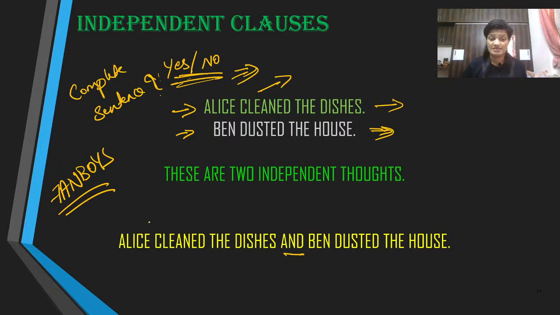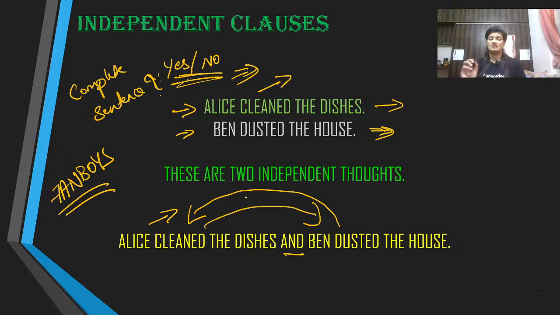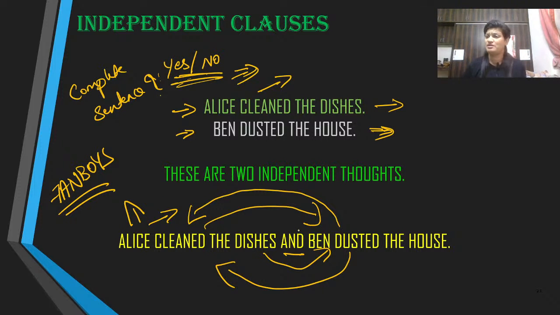Now my question to you is, is this particular statement dependent on this, or is this one dependent on that? Does the statement Alice cleaned the dishes need the help of the other clause? No, it doesn't. Similarly, Ben dusted the house. Does this statement need the help of the other? They are not dependent. They are on their own. We have used one of the fanboys, and that is why we call them independent clauses.